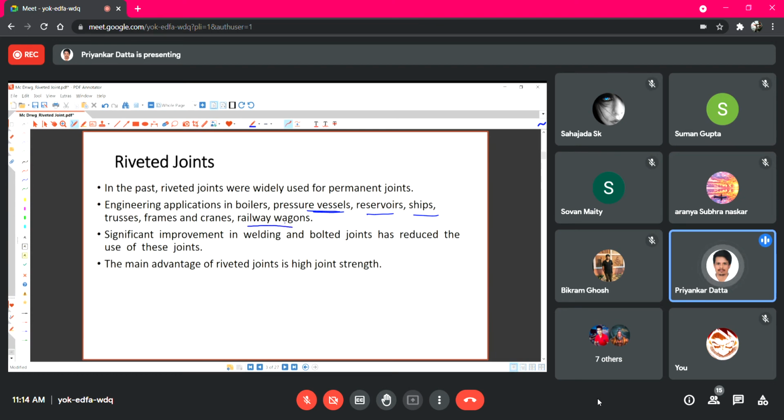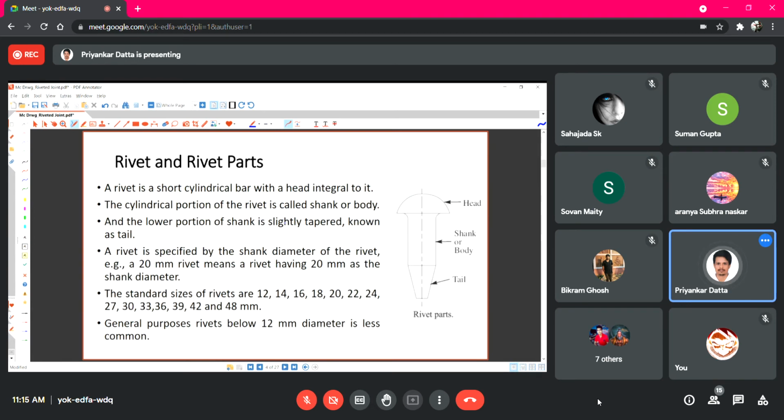And also railway wagons are one common example where riveted joints are required. So these are some specific examples where till now we are using riveted joints, mostly because of high joint strength and preventing leakage.